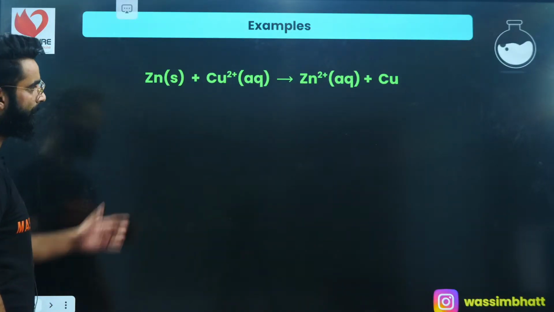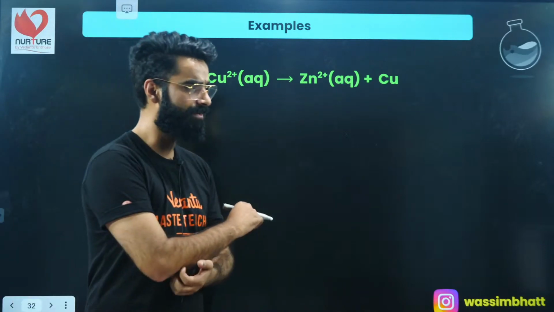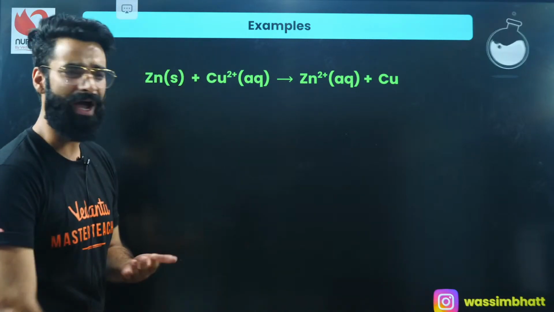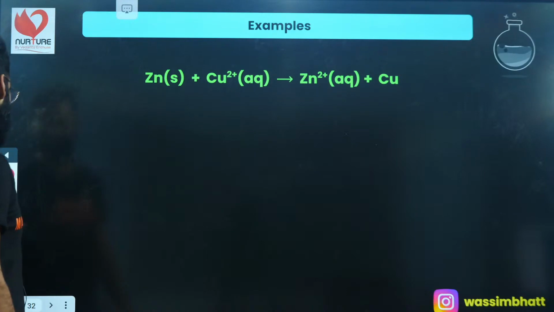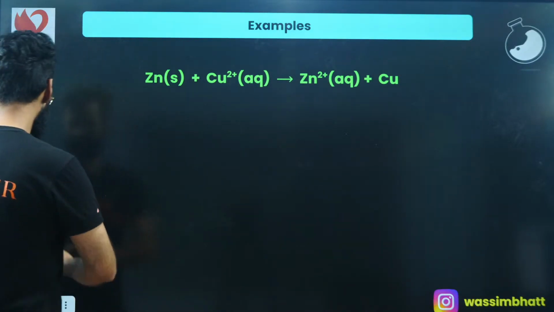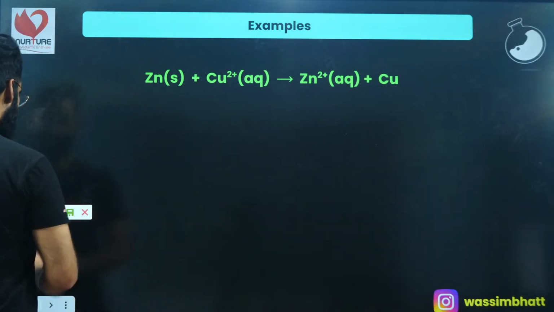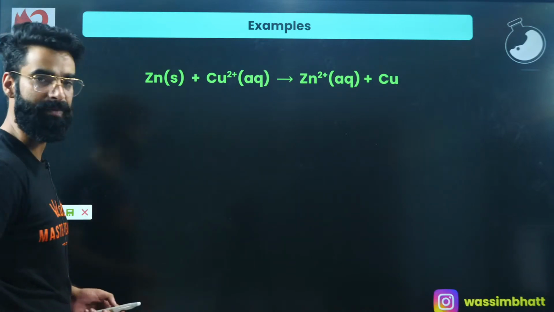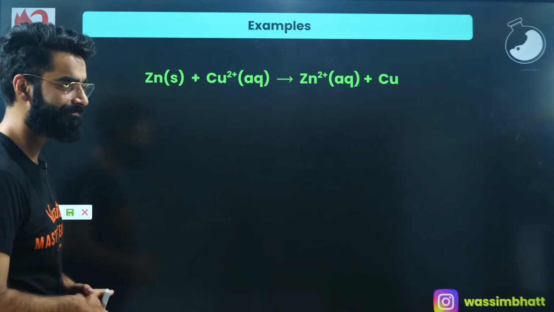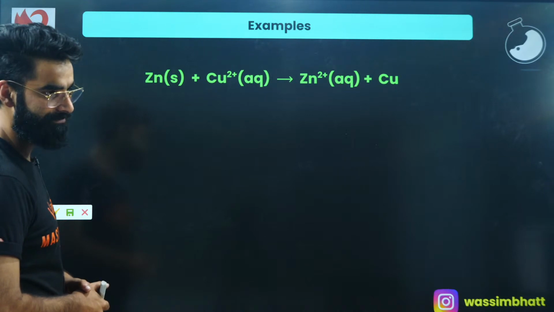Cool? All right, one more example I'm taking. Let's try to identify which one is the oxidizing and reducing agent. Now people, you must answer this fast. I hope you got the concept properly. Now it's time to identify which one among the two is going to be the oxidizing agent and the reducing agent.